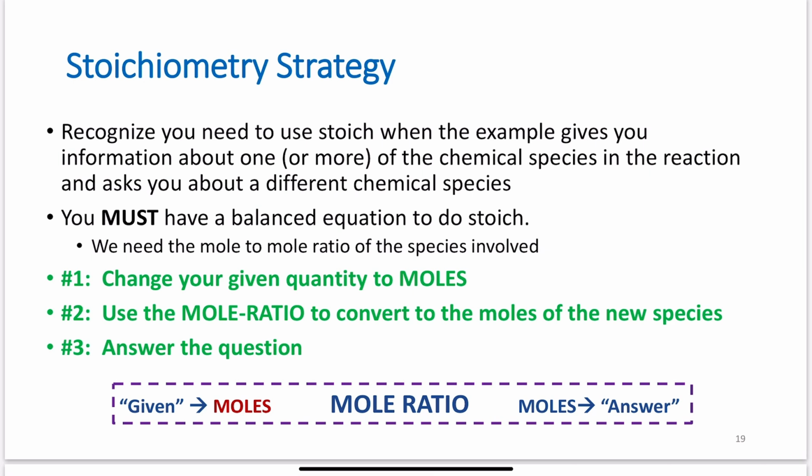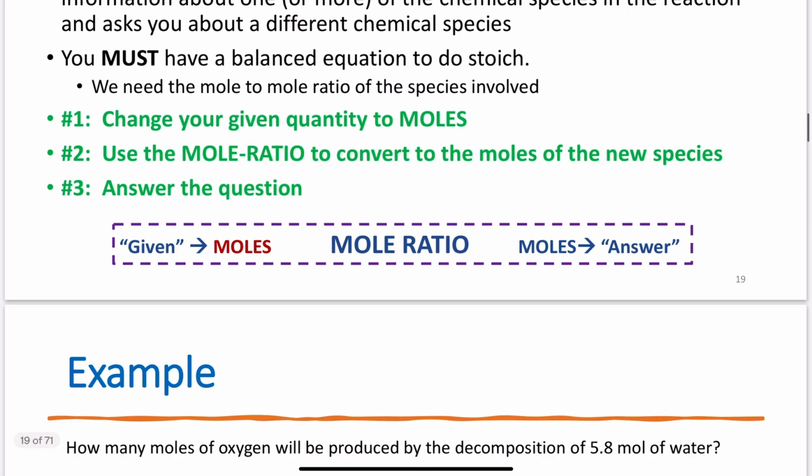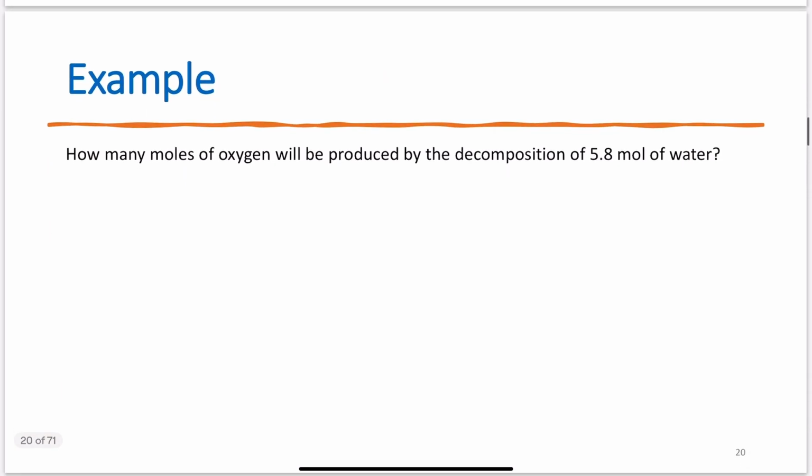And right now we'll be looking at grams, but we can convert this into milliliters, we can convert this into information about gases, etc., as the stoichiometry continues. So let's work an example. How many moles of oxygen will be produced by the decomposition of 5.8 moles of water?